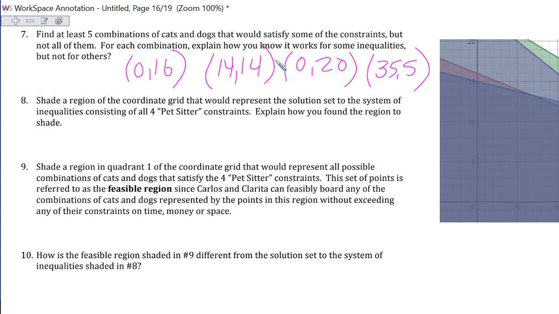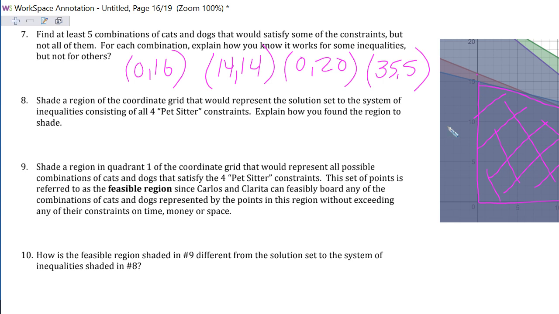Shade a region of the coordinate grid that would represent the solution set to the system of inequalities consisting of all 4. Excellent, we have that. It's here, to here, to here, to here, and to here. It's a polygon. It's not a triangle anymore. It's a polygon, okay?